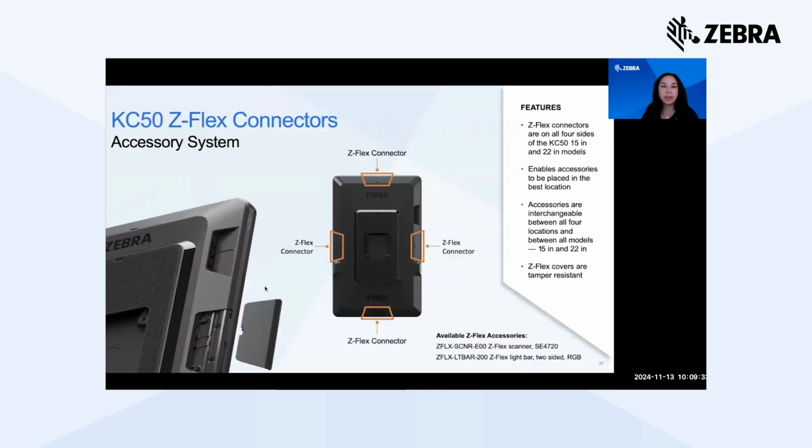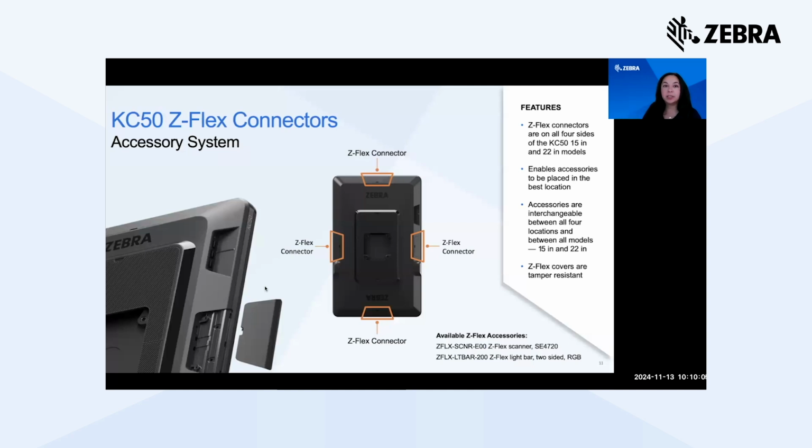When it comes to the KC50 and the accessories that we can connect to it, on each edge of the KC50 we have a USB-C port, and this is called the C-Flex connector. With that, we can connect multiple accessories that will be required for our applications. We are introducing a couple of accessories as part of this product family. One of them is a C-Flex scanner, which is a scanner based on the SC4720 engine, and the other one is a light bar.